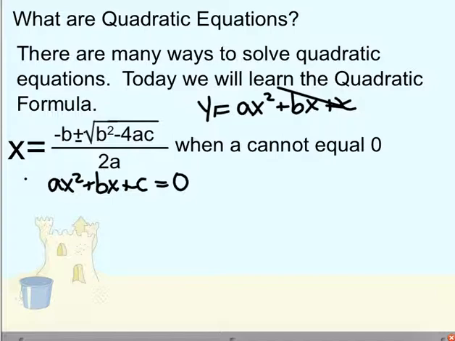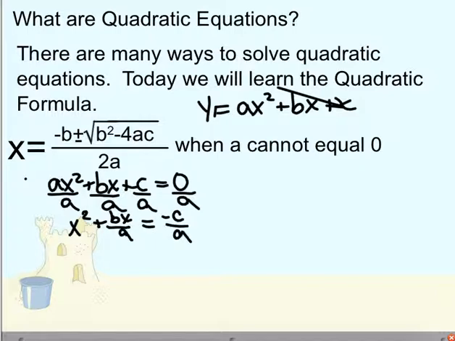Now, in order to complete the square, remember that we have to have x squared without a coefficient, which means I'm going to have to divide everything by a in this case, which means we get x squared plus bx over a, and then I'm going to take this c over a and move it to the other side, which means I'm going to subtract it. So we get equal to negative c over a.